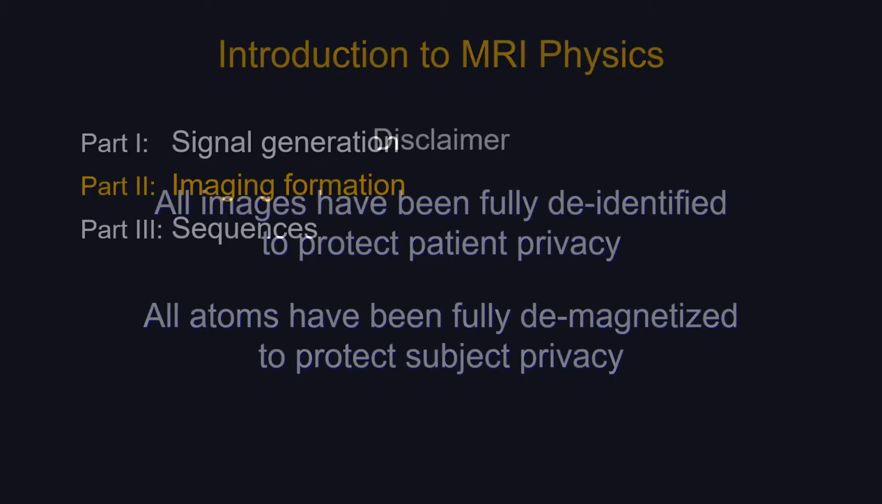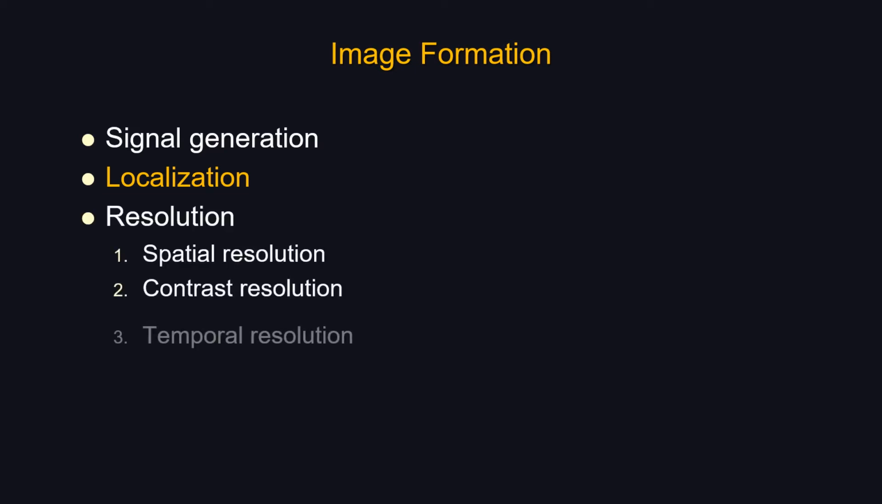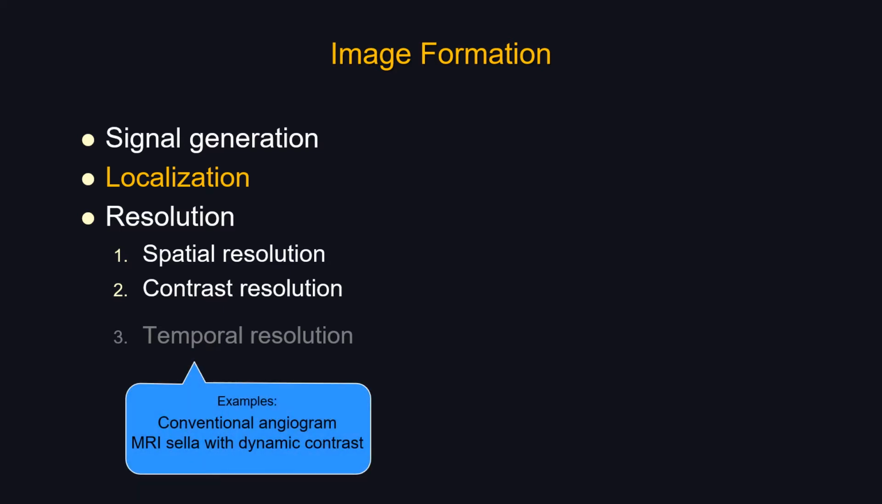In the first lecture we talked about signal generation. Let's go through the second step to form an image. As we mentioned before, there are a couple of steps we need to do to form an image. First of all, you need to have signal. Having signal itself is not all that useful if you cannot tell where the signal is coming from. Also, you need resolution. Specifically, you need good spatial resolution and contrast resolution, and in certain exams, temporal resolution.